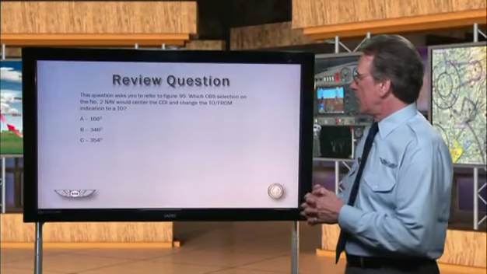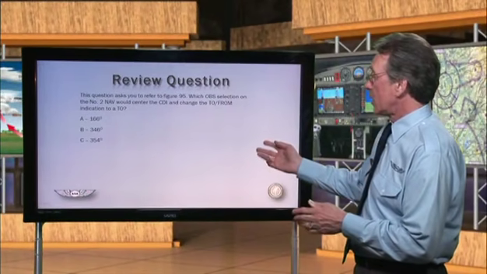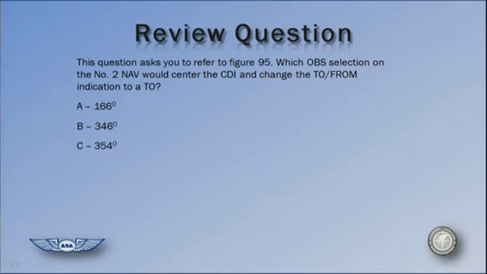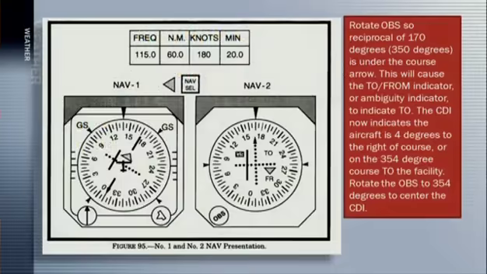Okay, let's tackle a couple of review questions. Now this question is going to ask you to refer to figure 95 in just a second. Which OBS selection on the number 2 nav would center the CDI and change the to/from indication to a 2? Which of these, A, B, or C?